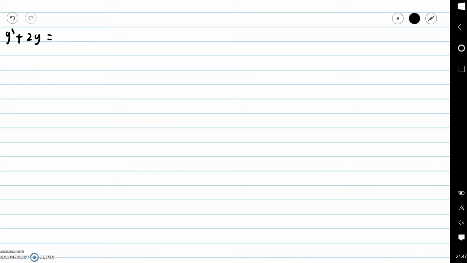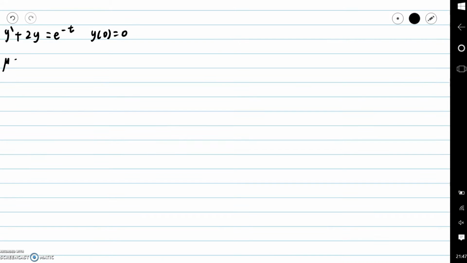For the second example, we have y' plus 2y equals e to the minus t. This function already reveals the p(x), and that is 2. So mu(x) equals e to the power of the integral of 2 dt. The mu(x) will be e to the power of 2t.